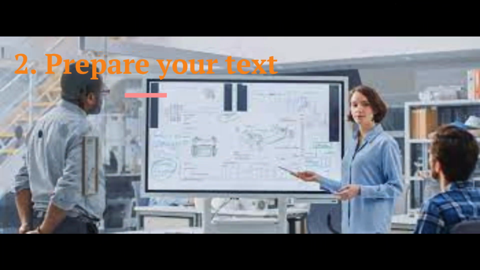2. Prepare your text. Prepare beforehand what you are going to write on the board. You can imagine an A4 paper as your board and write on it your text in advance, and then copy this prepared text to the classroom board. Be focused and write as quickly as you can.